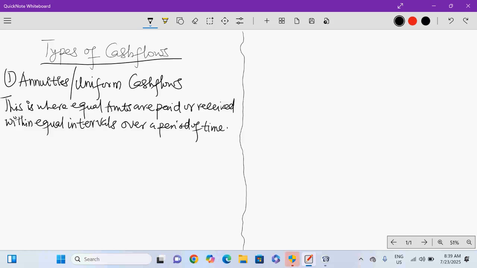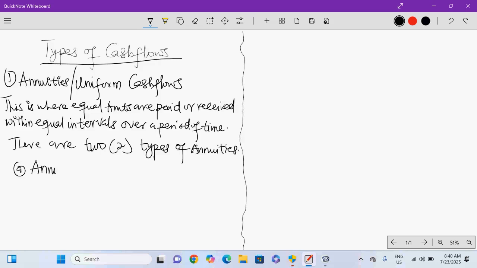So there are two types of annuity. We have the ordinary annuity, and then the annuity due or advance. Annuity due or annuity advance.